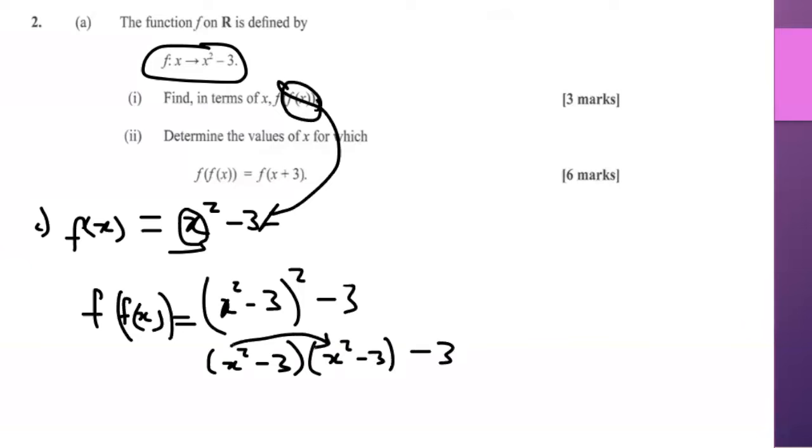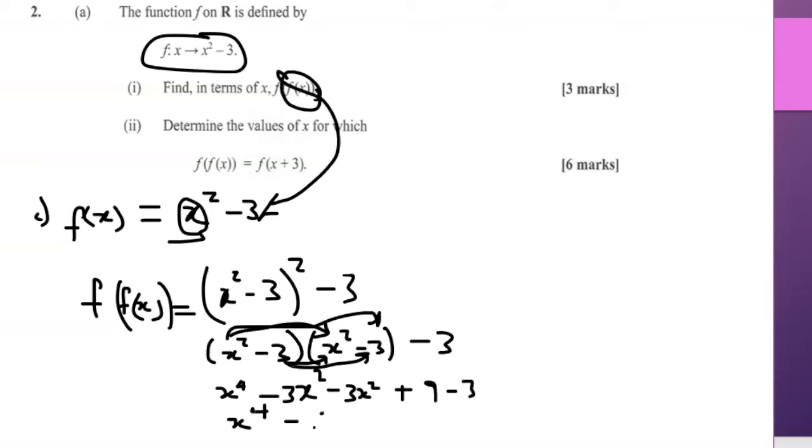Expanding, so x squared times x squared, that's x to the fourth, and x squared times minus 3, that's minus 3x squared, and then minus 3 times x squared, that's minus 3x squared, and minus 3 times minus 3, that's positive 9. Then I have take away 3. So this can be added in the center. So I have x to the fourth minus 6x squared plus 6, and this represents the composite form.